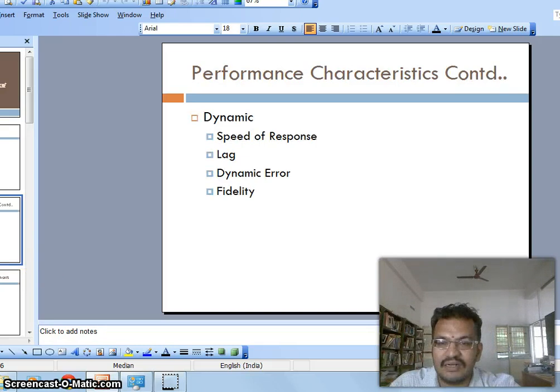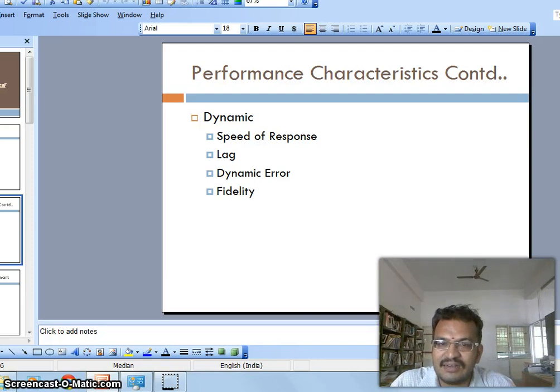The next one is the dynamic category. In this case, we have four important characteristics. The first one is speed of response. Already we know that speed of response is the rapidity with which the instrument responds to changes in the measured variable. An instrument should have the ability to respond with respect to the measured variable.